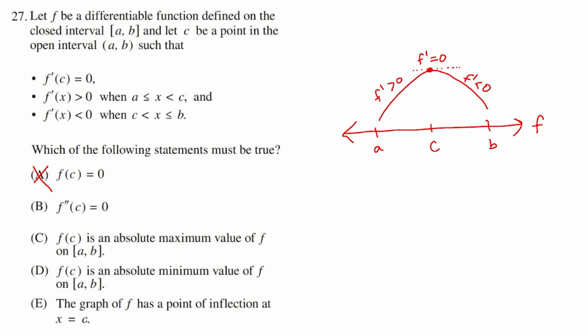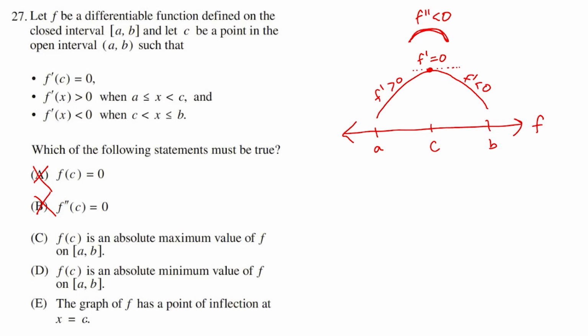Choice B says that the second derivative of f at c is 0, but we see that at c, the function is concave down, which indicates that the second derivative is negative. So it can't be B. If the second derivative was positive, the graph would be concave up, but in this case, the graph is concave down. Letter C says f of c is an absolute maximum value of f on the interval a to b.